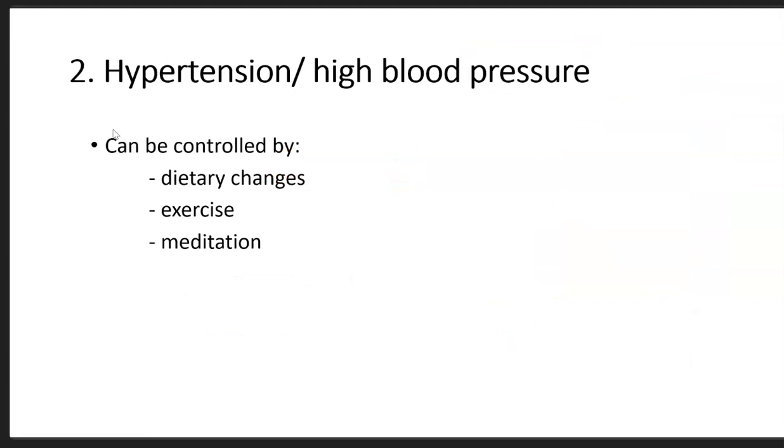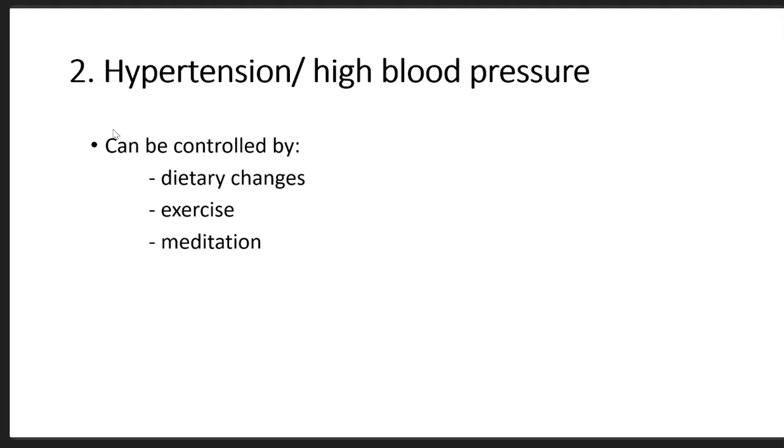Okay, so hypertension or high blood pressure can be controlled by you change your way of eating. Okay, daripada suka makan benda yang berlemak je, tukarlah jadi makan lebih banyak buah ataupun sayur contohnya. Okay, exercise. Okay, jangan pasif je duduk makan tidur. Okay, so you have to exercise and also meditation.